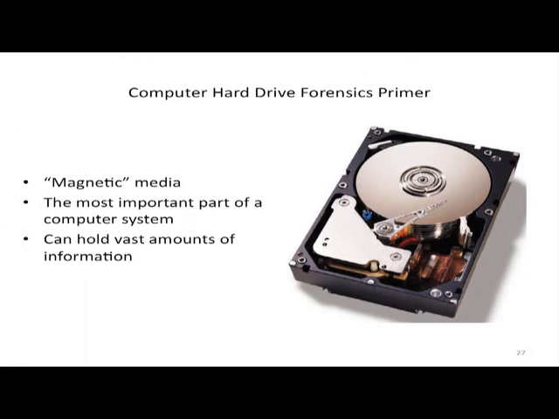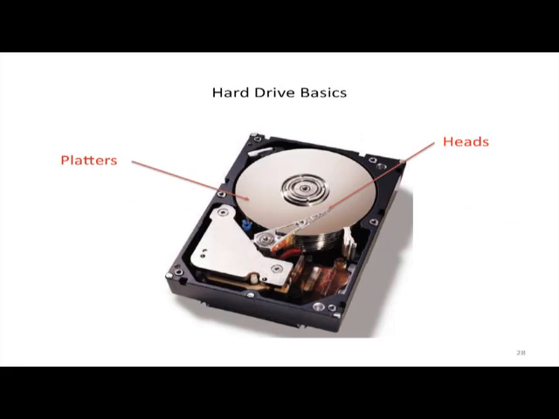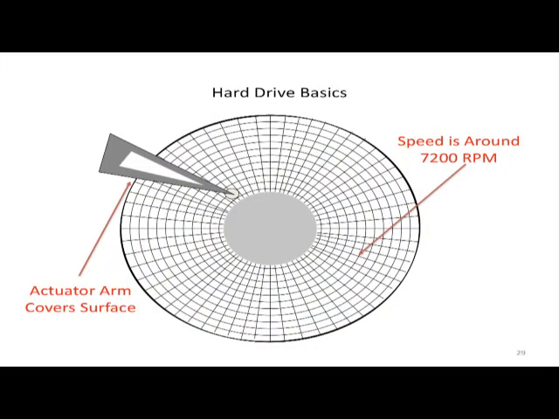Basically, they spin at about 7,200 RPM, and you have an actuator arm on it, which looks like the arm of a record player. I do know that all of you know what a record player is. Yes. As you zoom in, on a very basic level, you have sectors and clusters where data is deposited, and this is where your files actually live, on a hard drive.